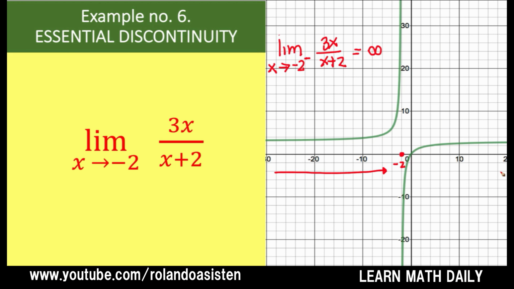On the other hand, if we approach from the right going to negative 2, what is the y value? The y values are these points, and that's going to negative infinity. So we now say that the limit of 3x over x plus 2 as x approaches negative 2 from the right is negative infinity. Now, since the left hand and the right hand limits do not agree, one is going to positive infinity and the other is going to negative infinity, then we now say that the limit of this function does not exist. Let's take another example.